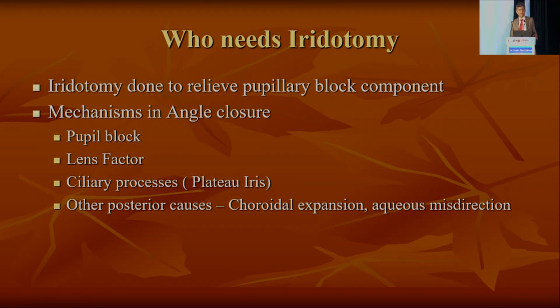Now, after you have done a full evaluation of the angle, you have to decide whether an iridotomy is to be done. Generally, when we see patients with appositional angle closure, our hands start itching to do the iridotomy. But you have to remember that in angle closure, there are more mechanisms available than just a pupil block. There is the lens, there is the ciliary process, which may be anteriorly rotated like in a plateau iris, and other causes like choroidal expansion, aqueous misdirection, and such situations which we see sometimes. And in these cases, iridotomies are not really useful.